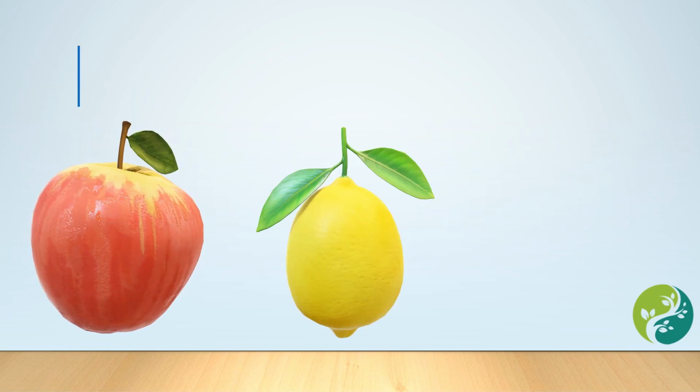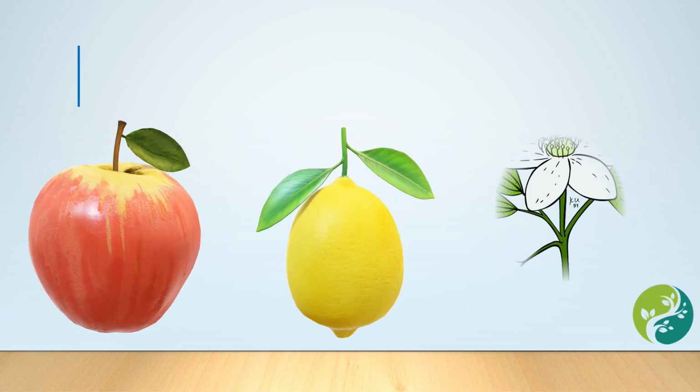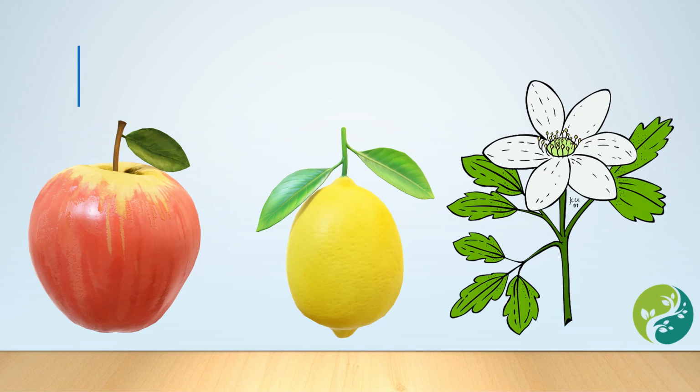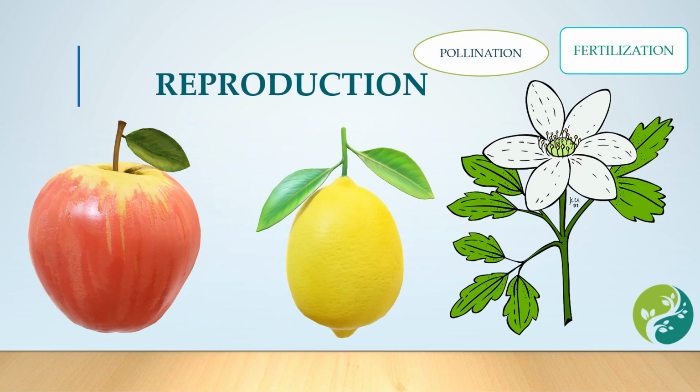We eat a variety of fruits. Do you know how fruits are developed from flowers, and which part of the flower turns into the edible fruit part? The process in which fruit is developed, followed by pollination and fertilization, is known as reproduction. Yes, we are talking about reproduction in flowering plants.